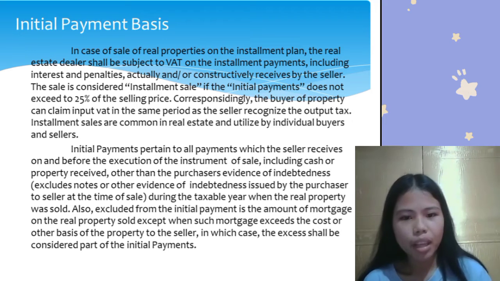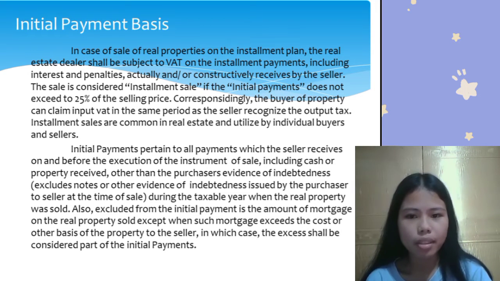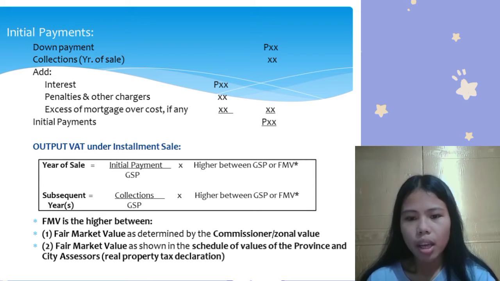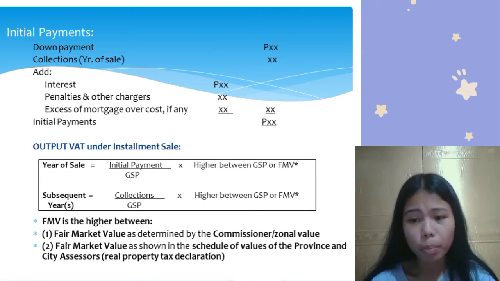And then now we have an example of initial payments: down payment, collections in the year of sale, add interest, penalties, or other charges, excise or mortgage over cost, if any, initial payments. That is how you get the initial payments. And output VAT under installment sale.